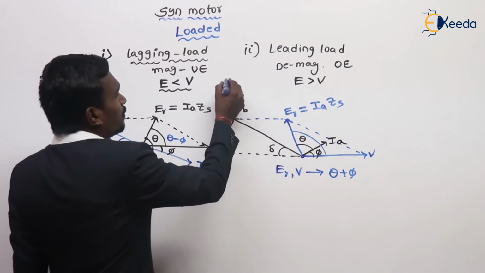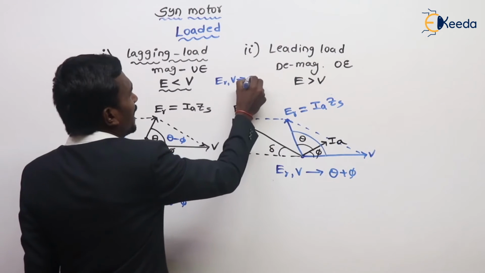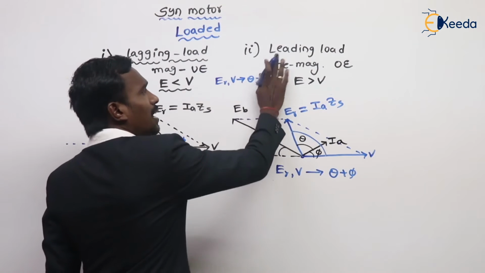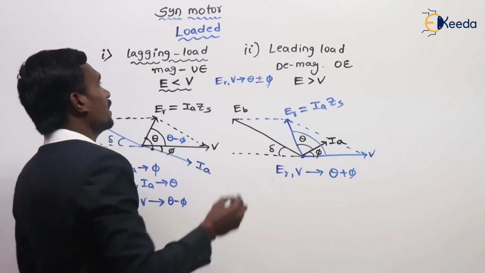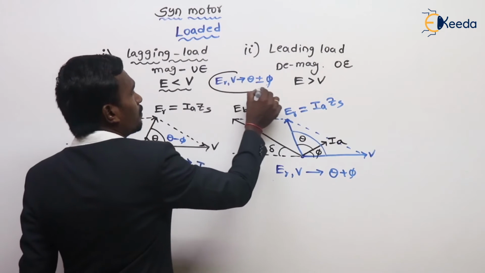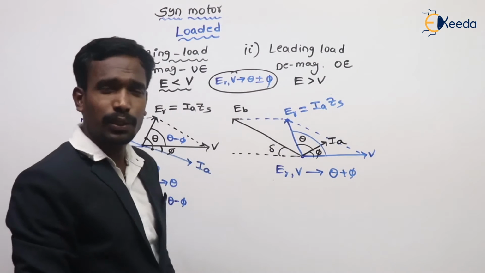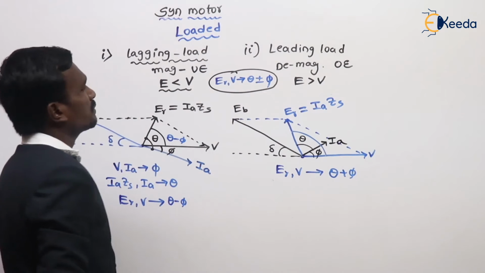Simply, the angle between ER and V is theta plus or minus phi: plus for lagging load and minus for leading load. This is very, very important. You should remember this. Case 1, case 2.